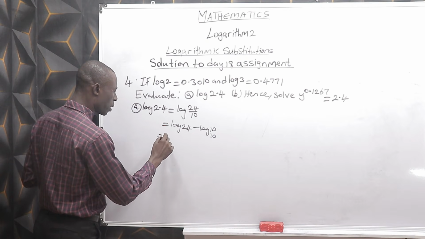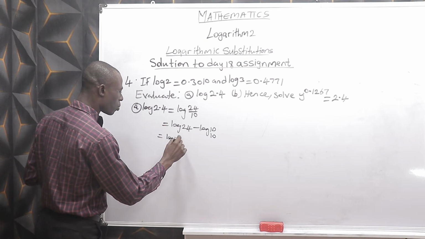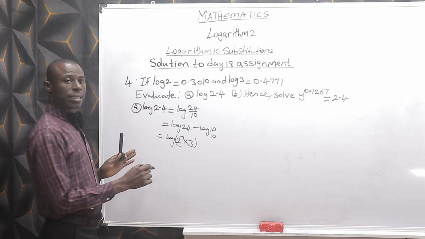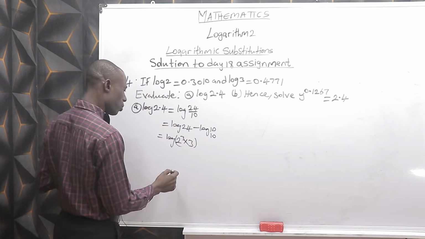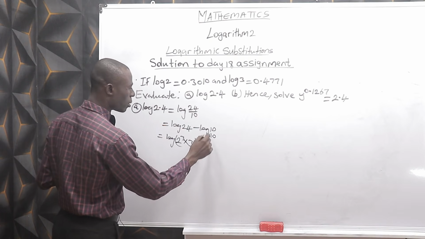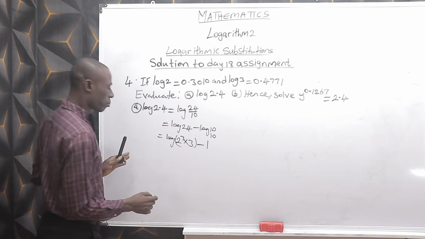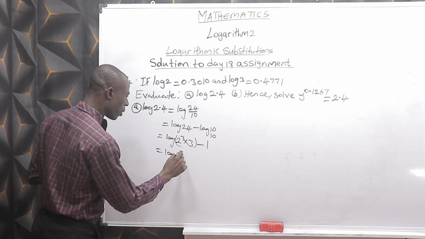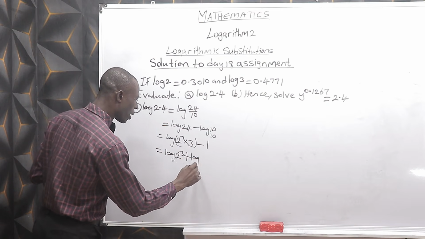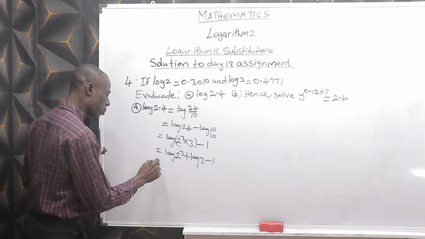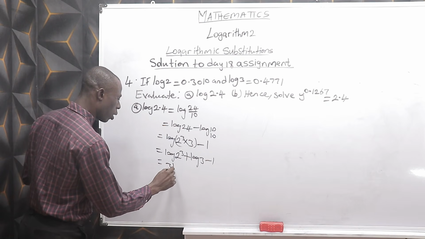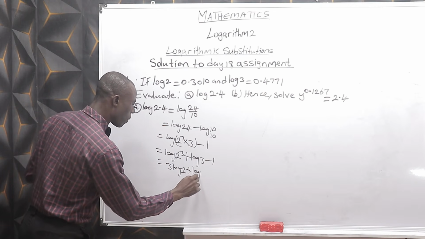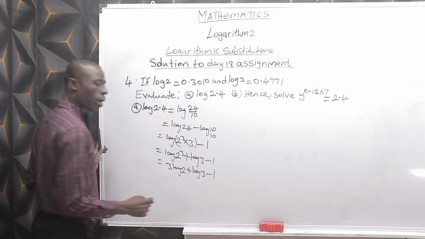And log 24 is log 2 raised to power 3 times 3. 2 raised to power 3 is 8. 8 times 3 is 24, minus 1. Log 10 base 10 is 1. So this is log 2 raised to power 3 plus log 3 minus 1. That is 3 log 2 plus log 3 minus 1.